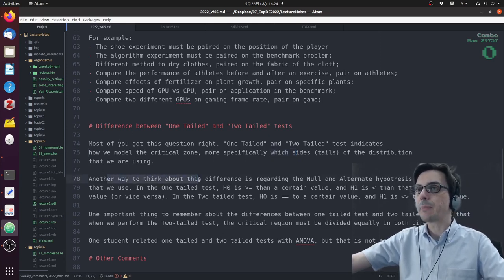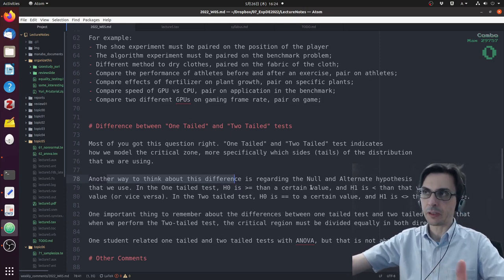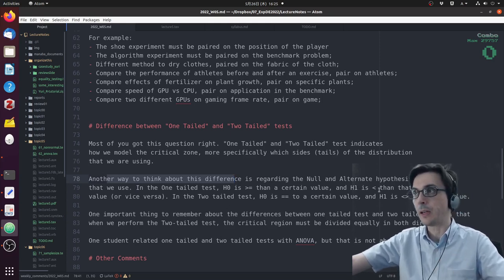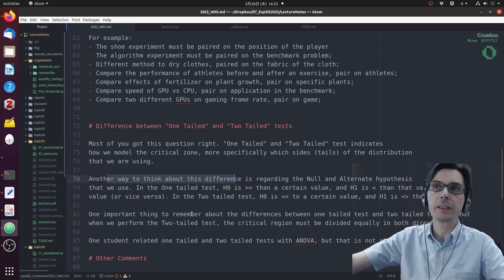Another way to think about this difference is regarding the null and alternate hypothesis that we used. So in a one-tail test, the null hypothesis is bigger or equal than a certain value, and the alternate hypothesis is smaller than the value, or vice versa. In the two-tailed test, the null hypothesis is equal to a certain value, and the alternate hypothesis is different from that value. So this is another way to answer this question.